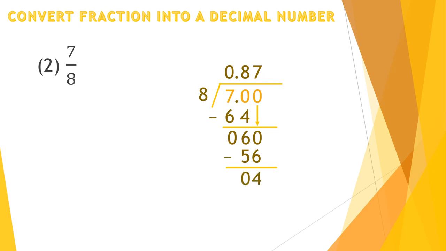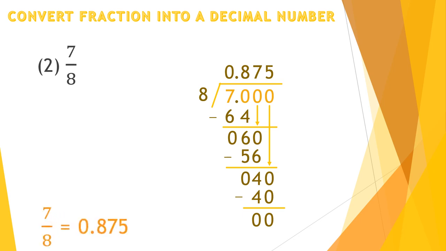But still remainder is not equal to 0. So add one more 0 in the thousandths place. Now bring down that extra 0 and divide 40 by 8. How many times? 5 times, because 8 fives are 40, and write 5 in quotient above the line and subtract 40 minus 40. We get 0 as remainder. Now stop here. The quotient is equal to 0.875. So the decimal value of 7 upon 8 is equal to 0.875.